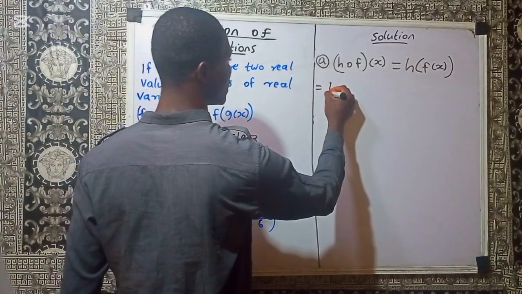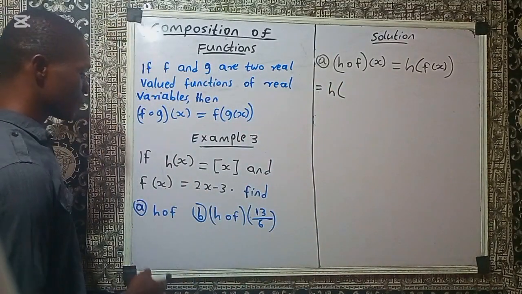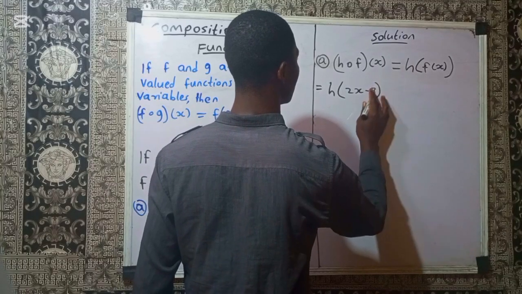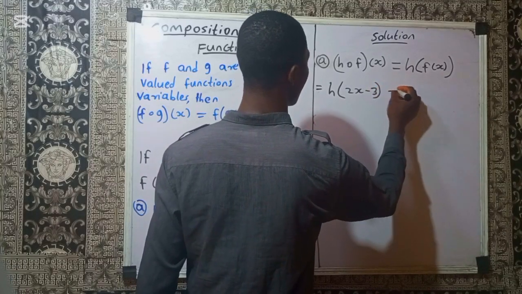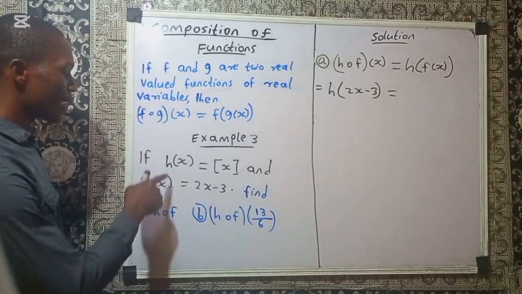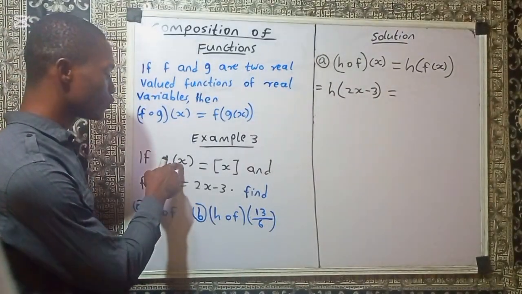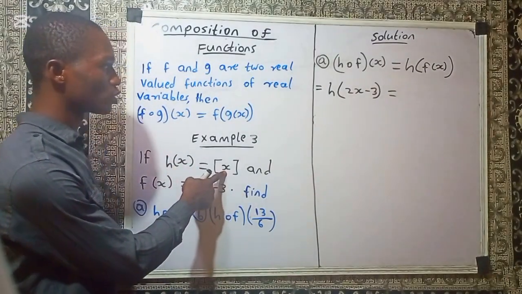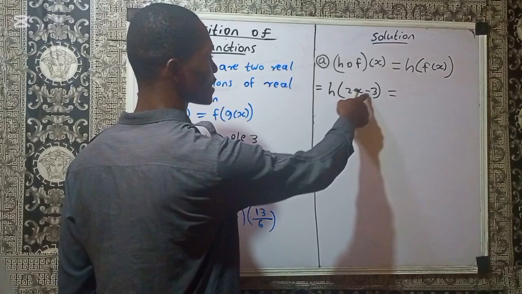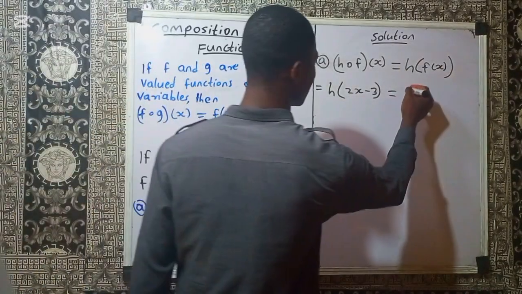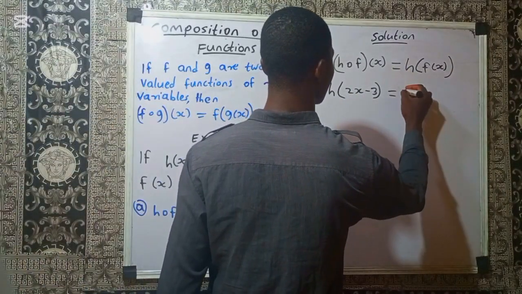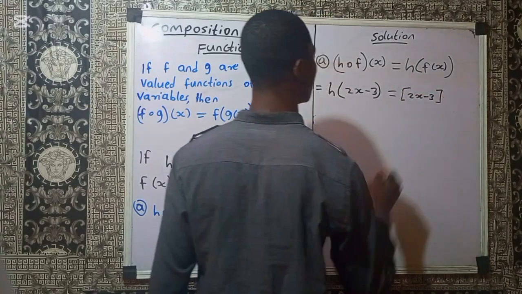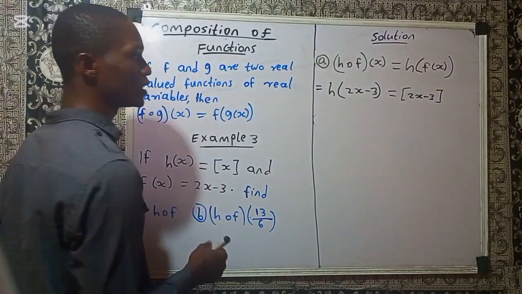So this will be h of, what is your f of x? f of x is 2x minus 3. So that's what I have inside h. But by the definition of h of x, whatever you put inside h is what you are going to put inside the greatest integer function. What's inside h now is 2x minus 3, so I'll put this inside the greatest integer function, 2x minus 3. With this, I'm done with this.